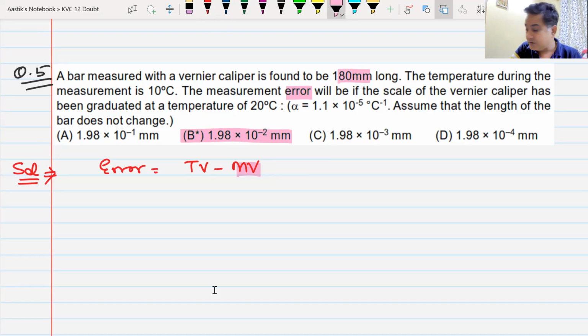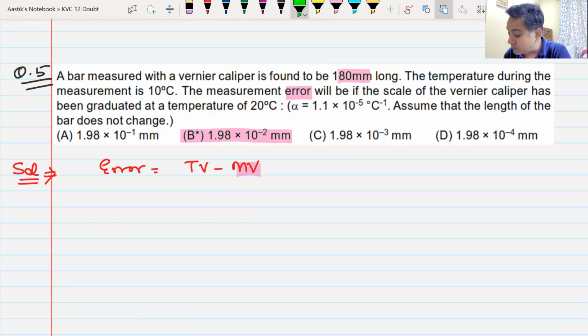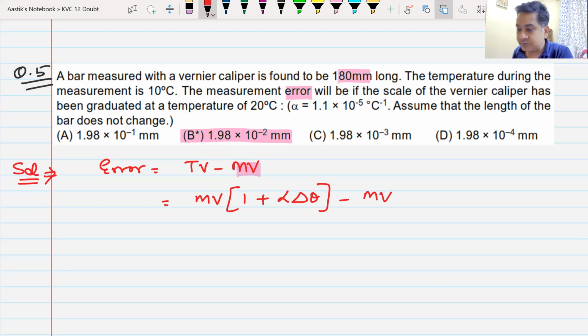I already have given you this funda. Yes or no? True value is measured value into this. I just apply this, and I subtract this. So let me find out the error straight away, and you can use this as a formula. It is true value minus the measured value. So if I put the values, true value is measured value into 1 plus alpha into delta theta minus the measured value. So measured value will get cancelled and the error will be simply measured value multiplied by alpha into delta theta. Do we understand this, everyone?